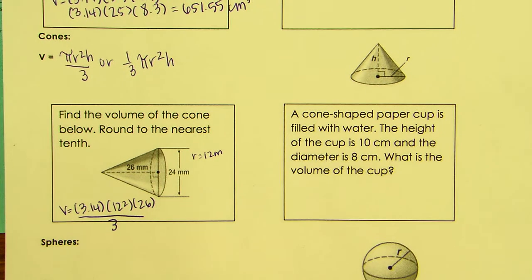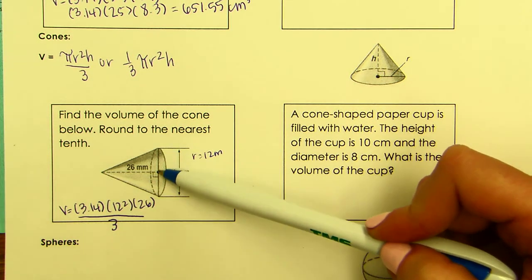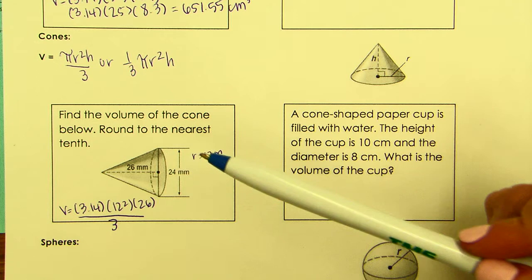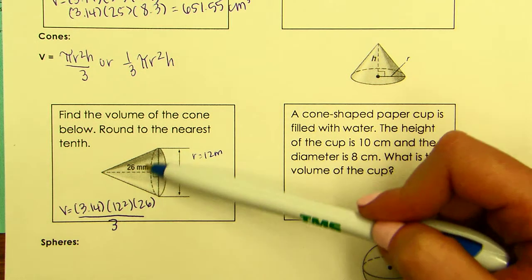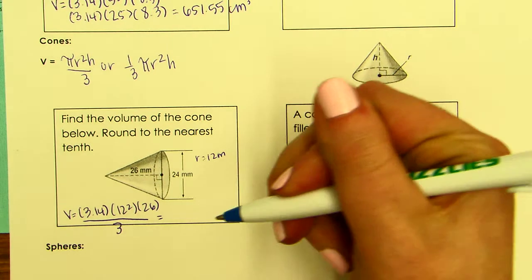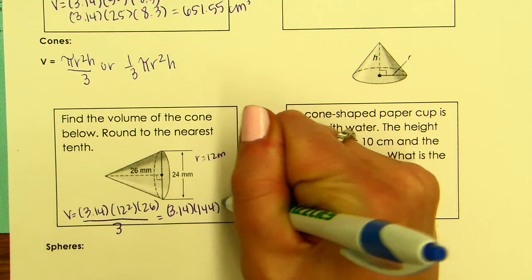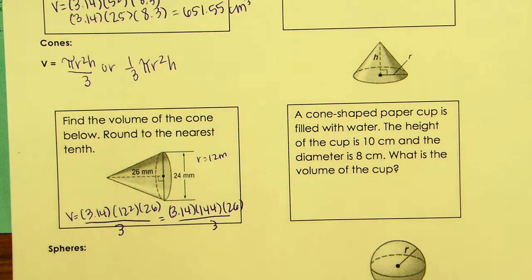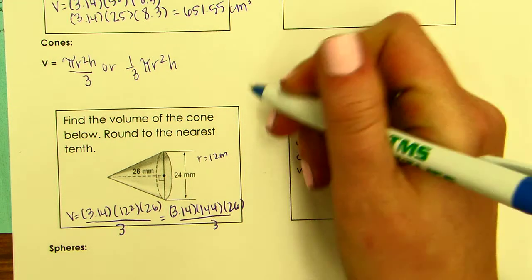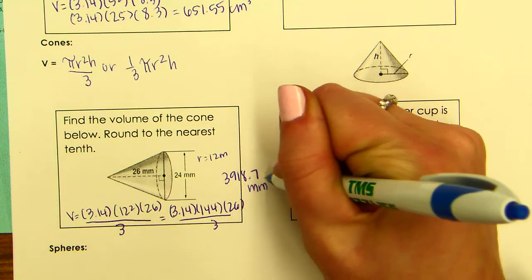One thing that's important to note on this one is the height means how far it is from the base to the tip. And the radius is always located on the circular base. So base doesn't mean bottom. Base means the circle on a cone. And the height doesn't mean how tall it is, it means how far it is from the base to the tip. So we do exponents first. 12 squared is 144. So I have 3.14 times 144 times 26 divided by 3. Again, you could multiply by 1/3 instead, but I like to divide by 3. It says round to the nearest tenth, so I get 3,918.7 cubic millimeters.